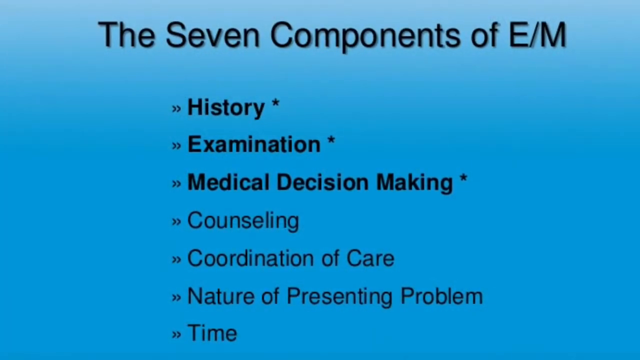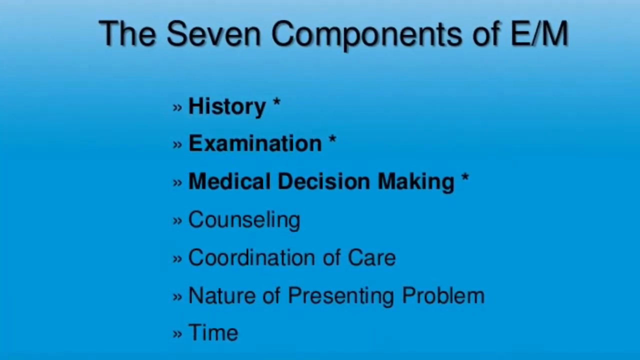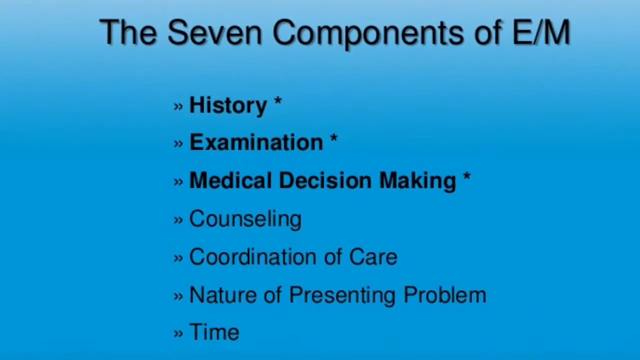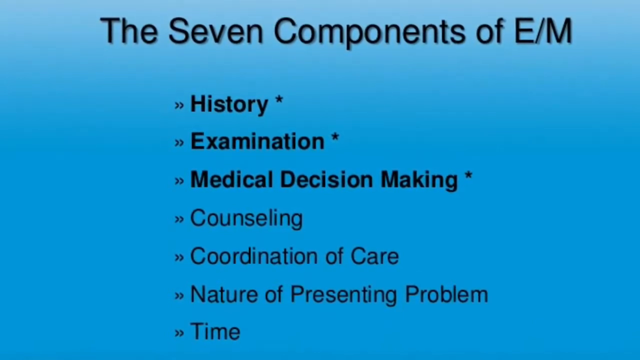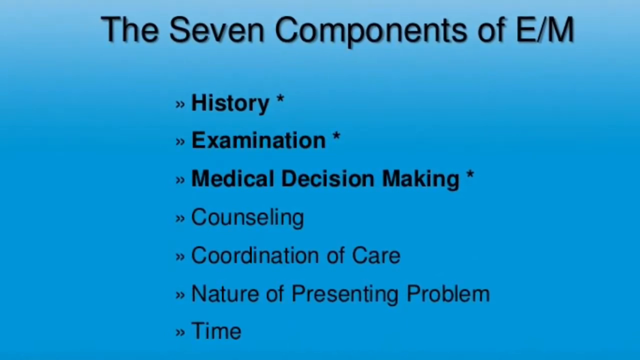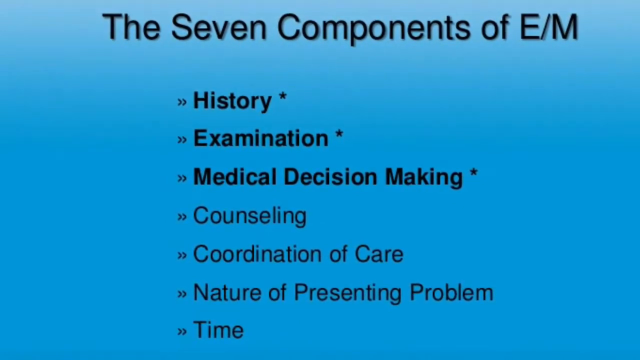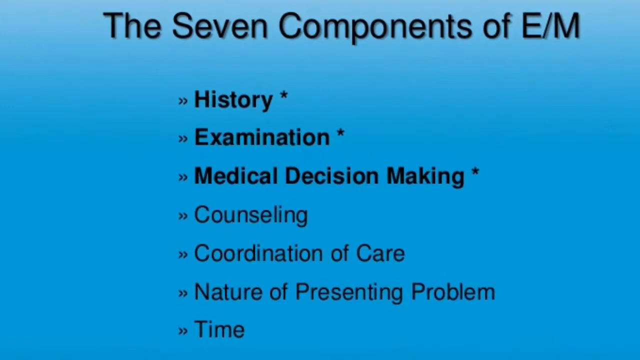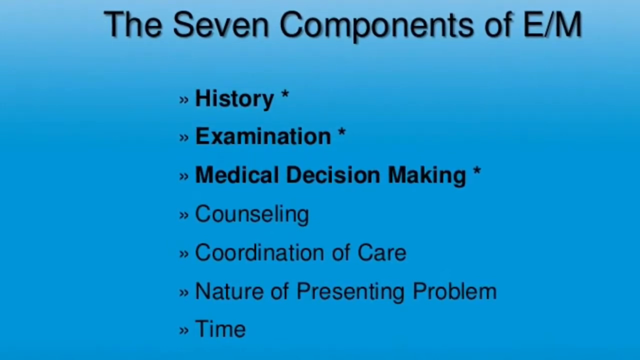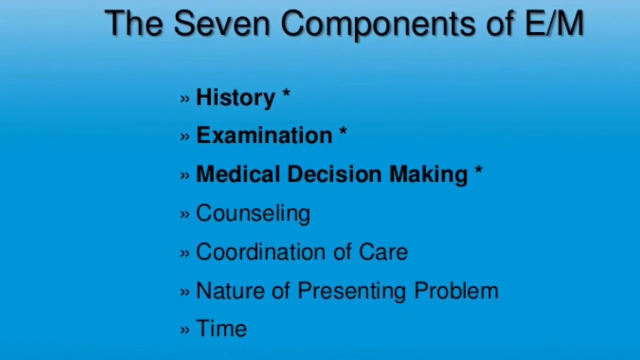There are 7 categories for billing for E&M. History, examination, and medical decision making are key factors. There's also counseling, coordination of care, nature of presenting problem, and time, which can also be a key factor if the time is over 51 minutes.